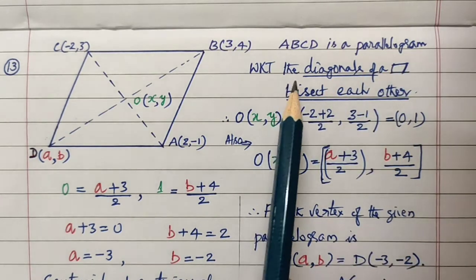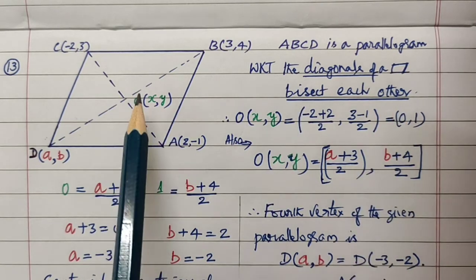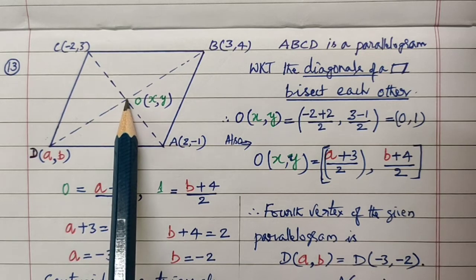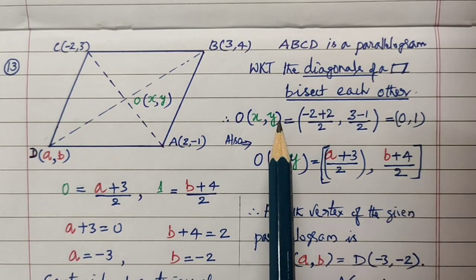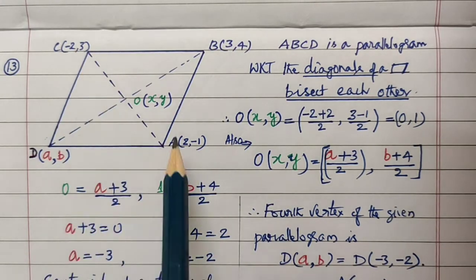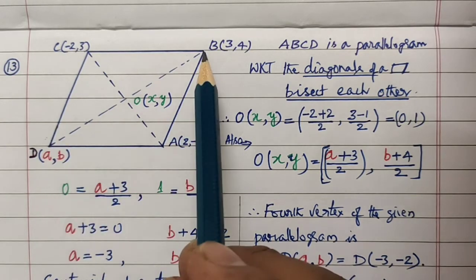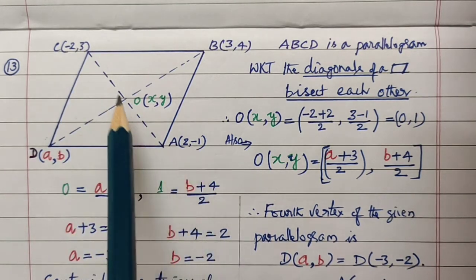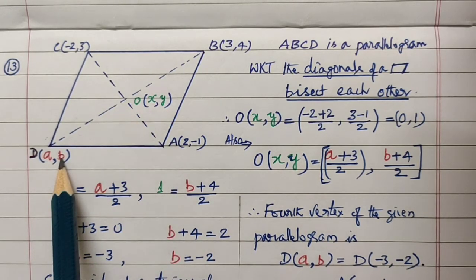ABCD is a parallelogram. We know that the diagonals of a parallelogram bisect each other. Let us take the coordinates of the bisector as O(x, y). Because they bisect each other, this point is going to be the midpoint of this line and also the midpoint of this line. Because we know the two values here, let us take these two to find the values of x, y. Later we can use these values of x, y to find the values of a and b.